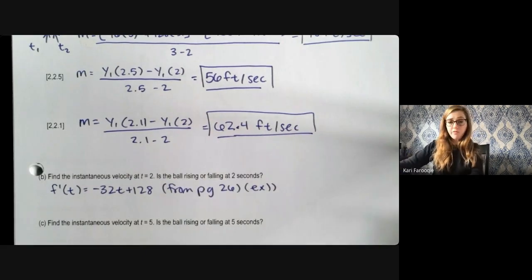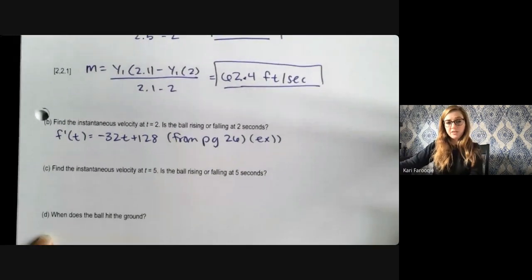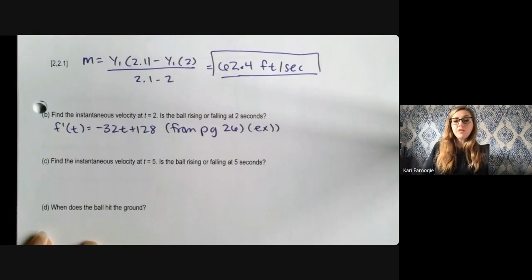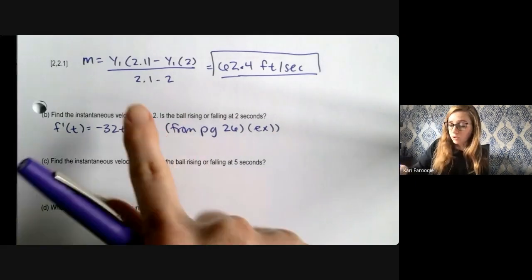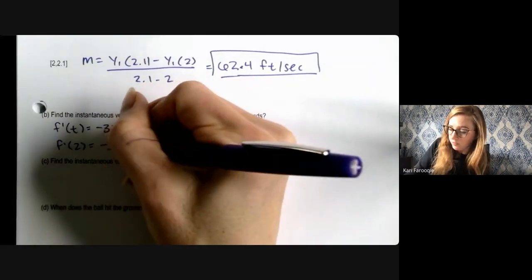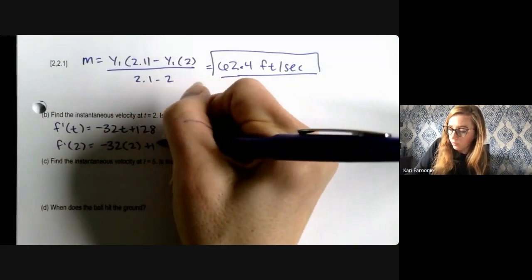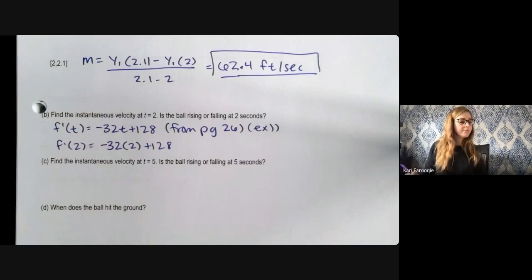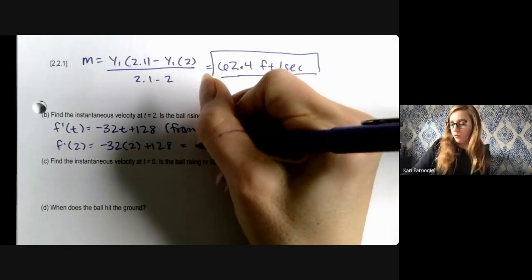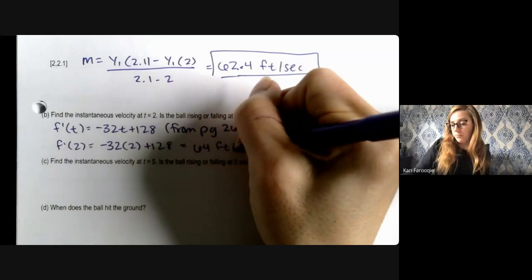Now, once you have your derivative, we can talk about that instantaneous velocity at any given value. When we did example 1, we looked at the instantaneous rate of change at 0, and we found the slope to be 128. So let's look at it at 2. F prime of 2 is negative 32 times 2 plus 128. When you add these up, you get 64 feet per second.